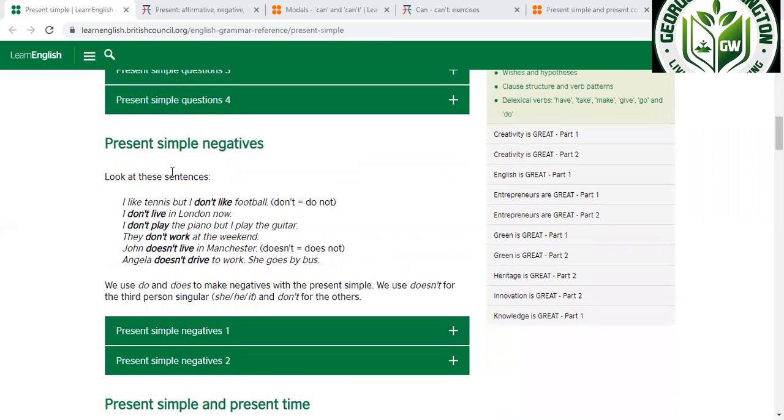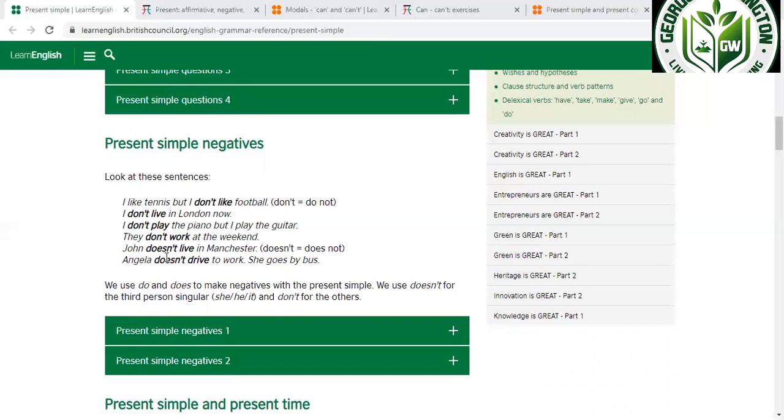Okay, present simple, negative. Look at these sentences. I like tennis, but I don't like football. So don't is the contraction of do plus not. Don't. And the verb here in present simple is in the base form. Okay. I don't live in London now. I don't play the piano, but I play the guitar. They don't work at the weekend.